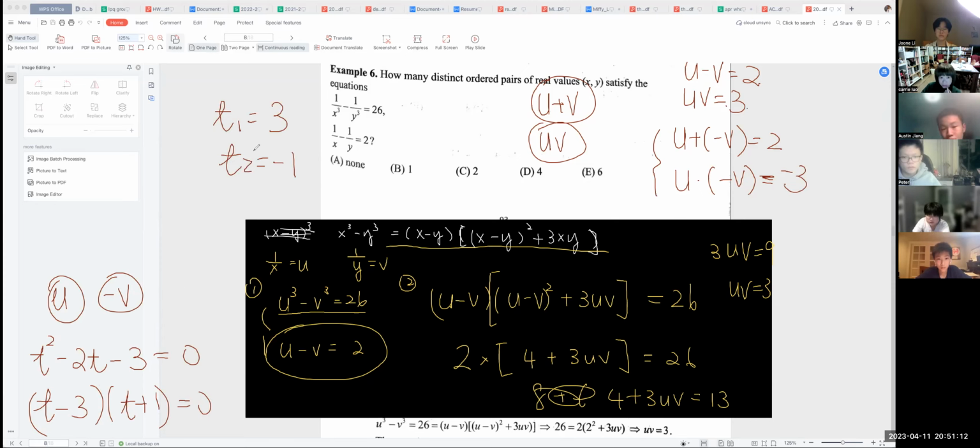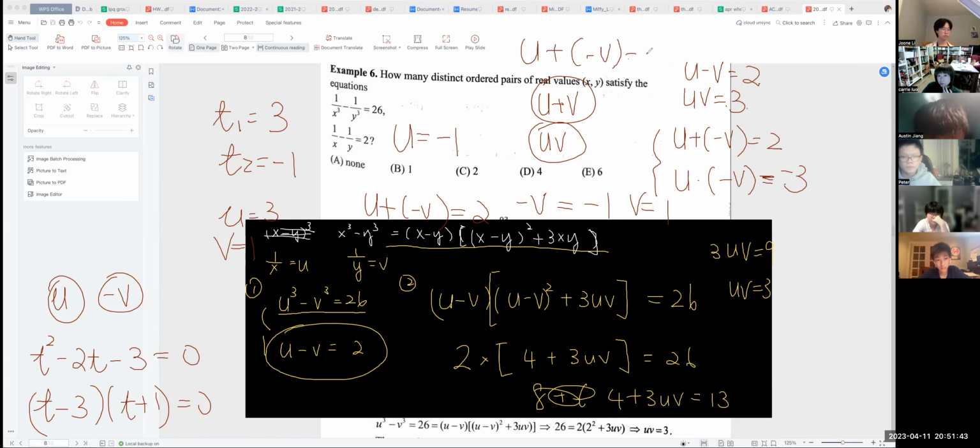Okay, so everybody, let's see. Because of this question, we can just put them in to verify. It's easy because they're whole numbers. So we can make u equal 3. So when u equals 3, in order to make u plus negative v equals 2, negative v equals -1. So v equals 1. Get it? Okay, so when u equals -1, in order to make u plus negative v equals 2, negative v equals 3. So v equals -3.